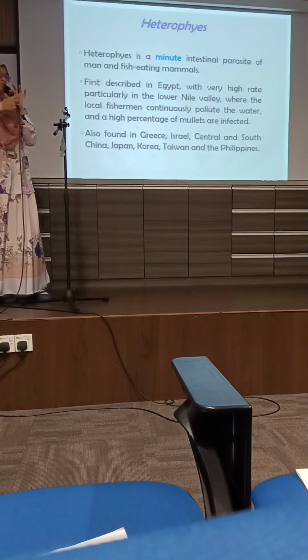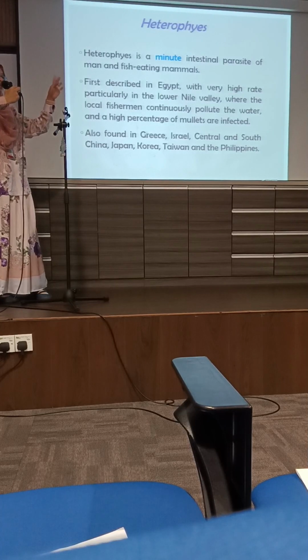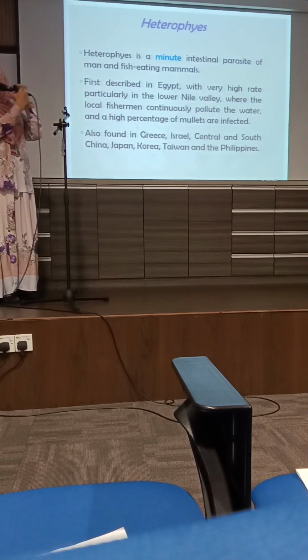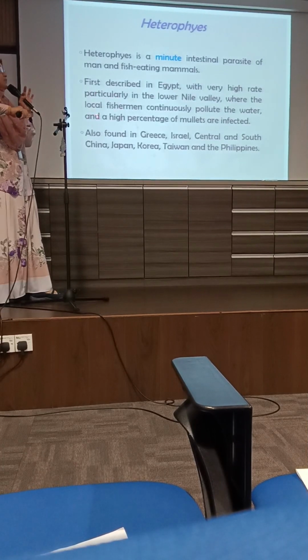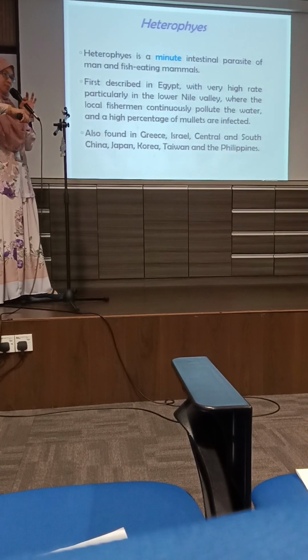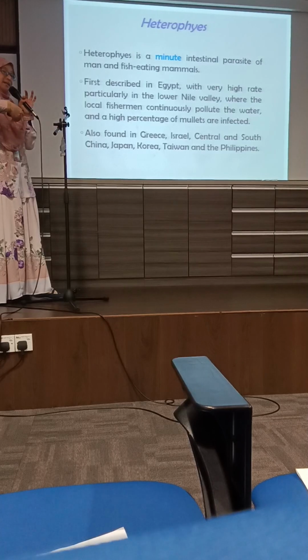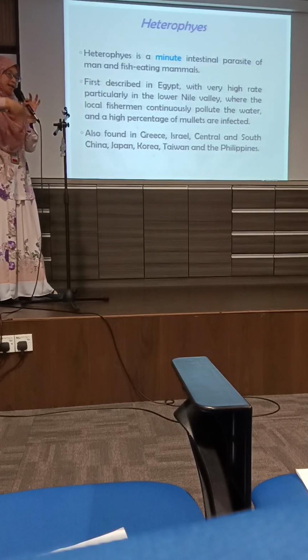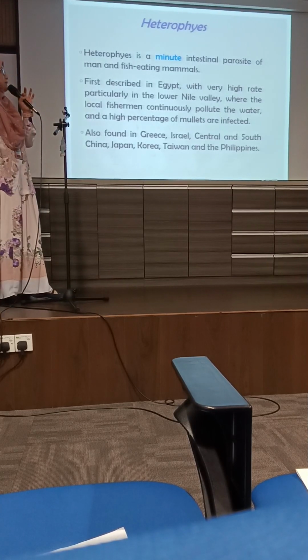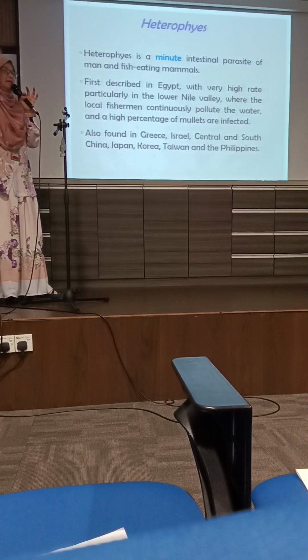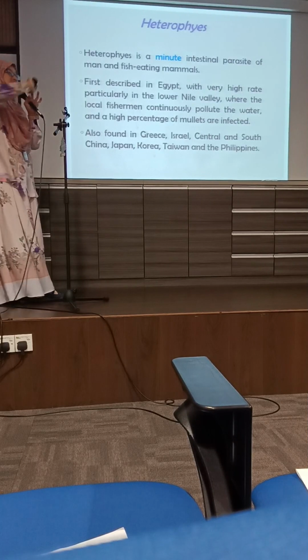Okay, next is Heterophyes. This is minute. Kalau tadi 1 cm, this is only 1 mm ke? Saya tak ingat, nanti kita tengok size dia. Tapi this is very very minute. So Heterophyes ni first described in Egypt. Kenapa Egypt? Sebab Egypt ni zaman dulu dia ada Nile River. So whatever ada dalam river tu, itulah yang diorang makan. So definitely kalau you ingat Nile River, mesti ada fish. So second intermediate host for Heterophyes is fishes.